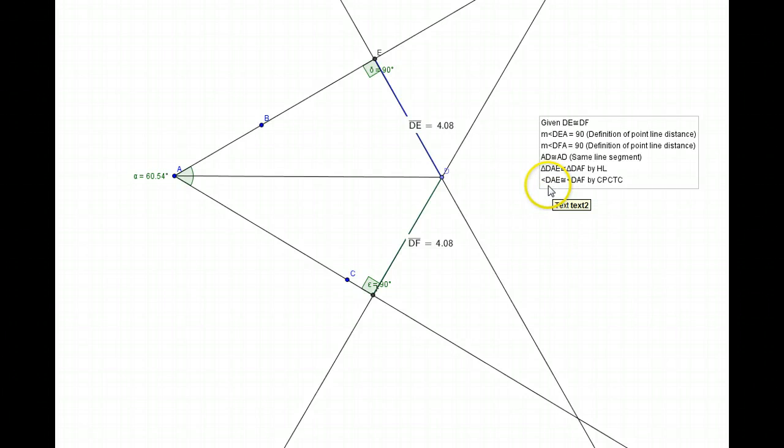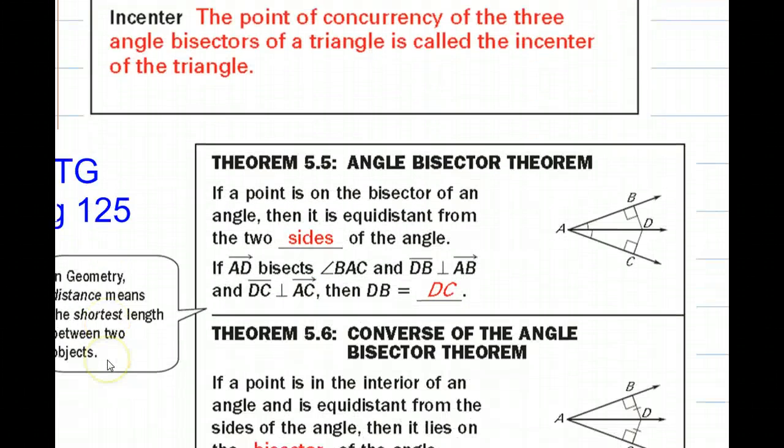So therefore, triangle DAE is congruent to DAF, and then since that's the case, we know that angle DAE is congruent to angle DAF by CPCTC. So we've also proven what's called the converse of the angle bisector theorem. And those notes are found on page 83.